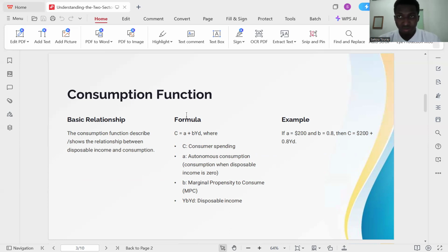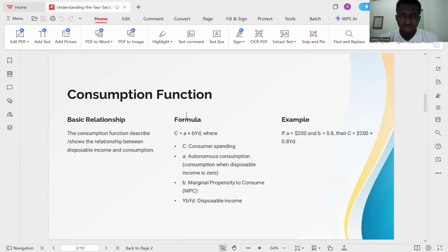As you might understand, even by common sense, the more your income increases, the higher the consumption. The less the disposable income, the lesser the consumption, the less you are going to consume. The other part is the formula. So basically, this is the formula.